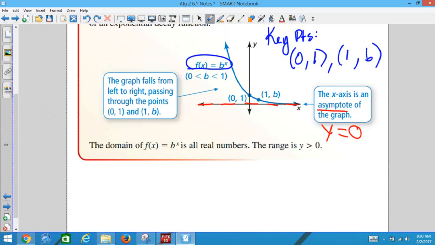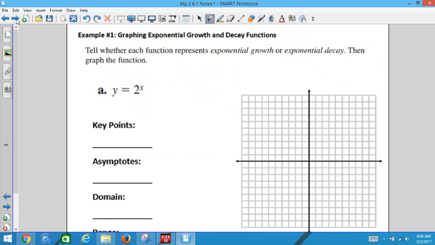And then it says the domain is all real numbers, and the range is y is greater than 0. It's the same as the other one. So let's do a bunch of examples so we can get this stuck in our head before we ever add on shifting and stretching. So example 1, we've got y equals 2 to the x.